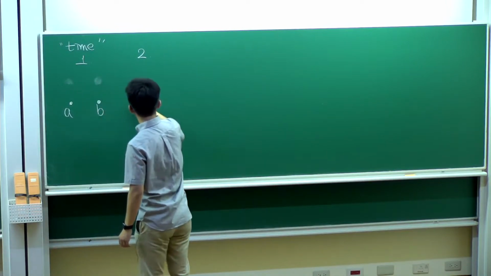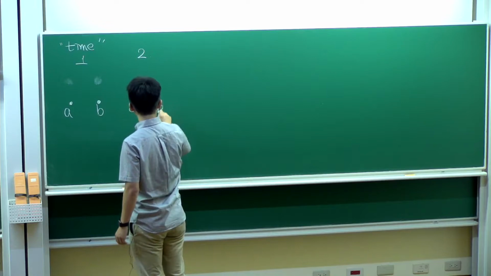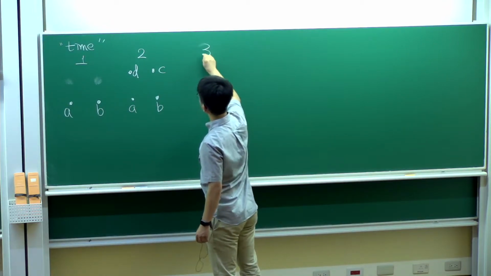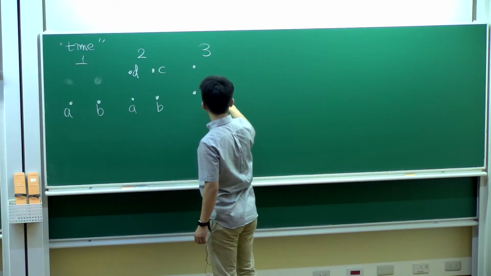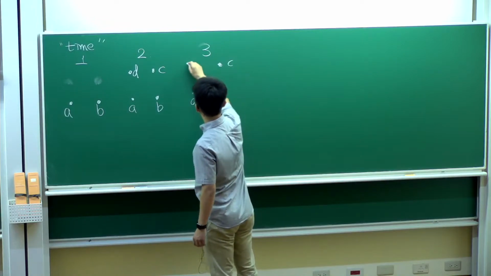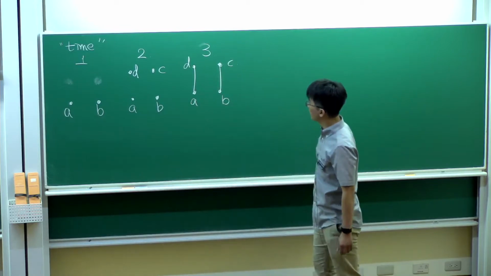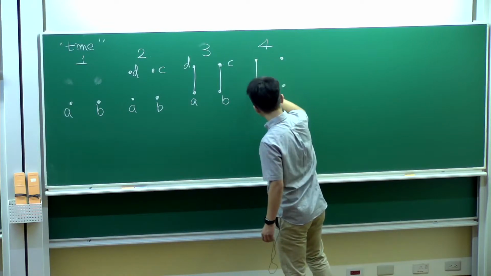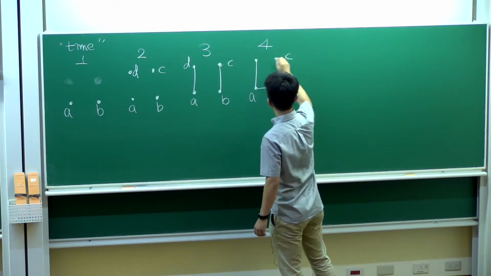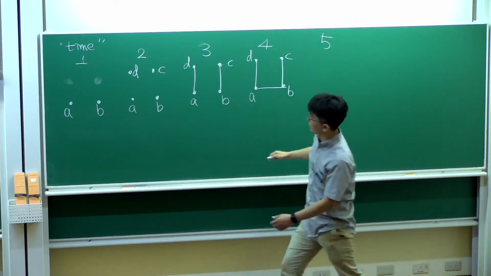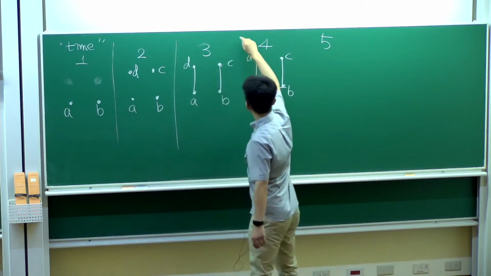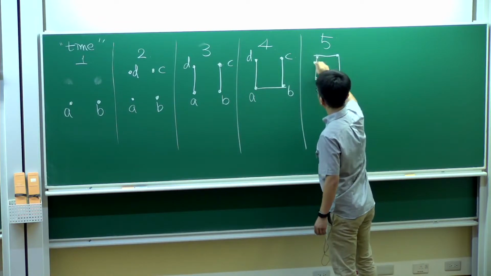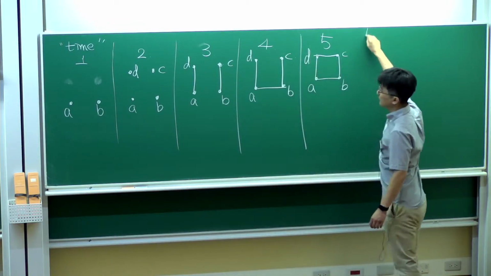Give a name, AB. At time two, this complex grows: A, B, C, and D. And when time equals 3, it's a very simple example, I may have these edges grow together. When time equals 4, maybe I have this. When time equals 5, let me use a dash so I'm not confused. A, B, C, D. Okay?